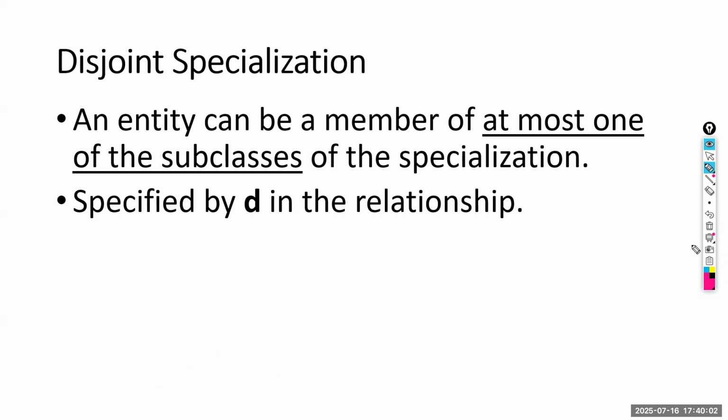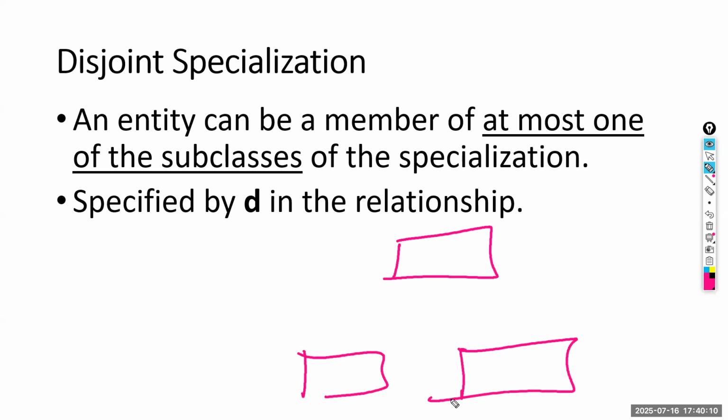So then what is meant by disjoint? Remember we have this general case, special case. Disjoint means this general case belongs to a maximum of one special case, not more than one. Then it is disjoint. If it is more than one, it is overlapping. That is why we say every specialization is either disjoint or overlapping. It can't be both disjoint and overlapping.